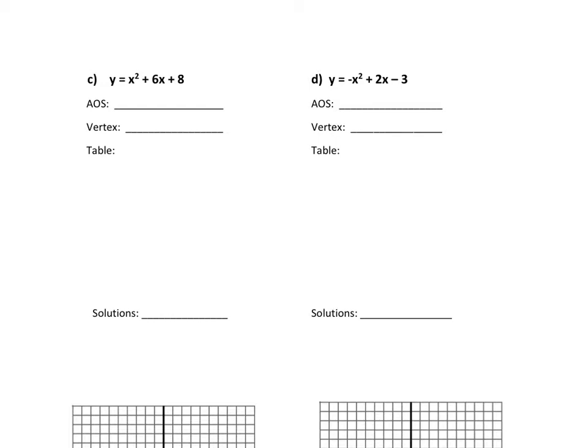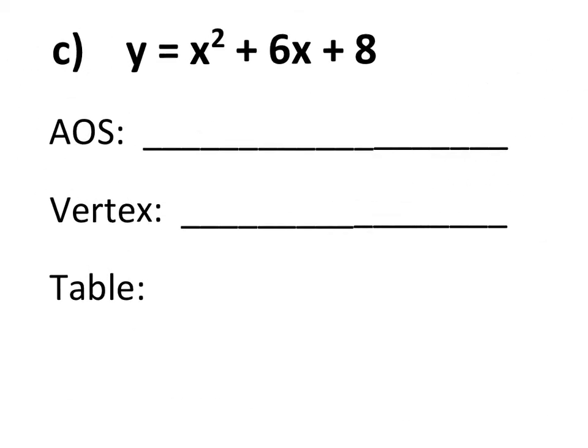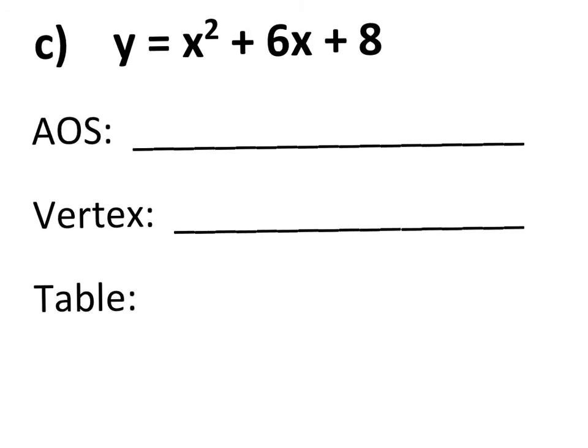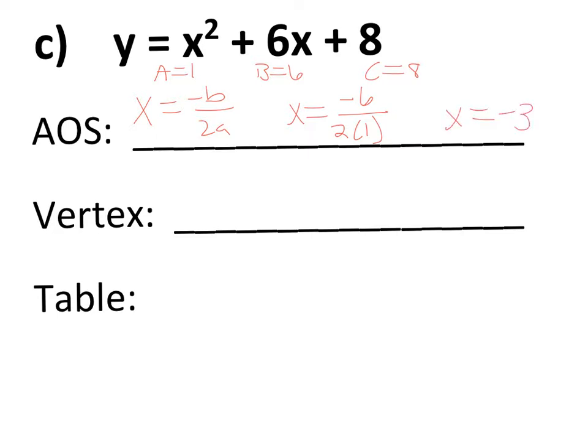Let's take a look at what happens when we've actually got all 3 parts now. The axis of symmetry is negative b over 2a again. Remember, x equals negative b over 2a. Here a would be 1, b would be 6, and c would be 8. So x equals negative 6 over 2 times 1. Negative 6 divided by 2 is negative 3. So there's my axis of symmetry.